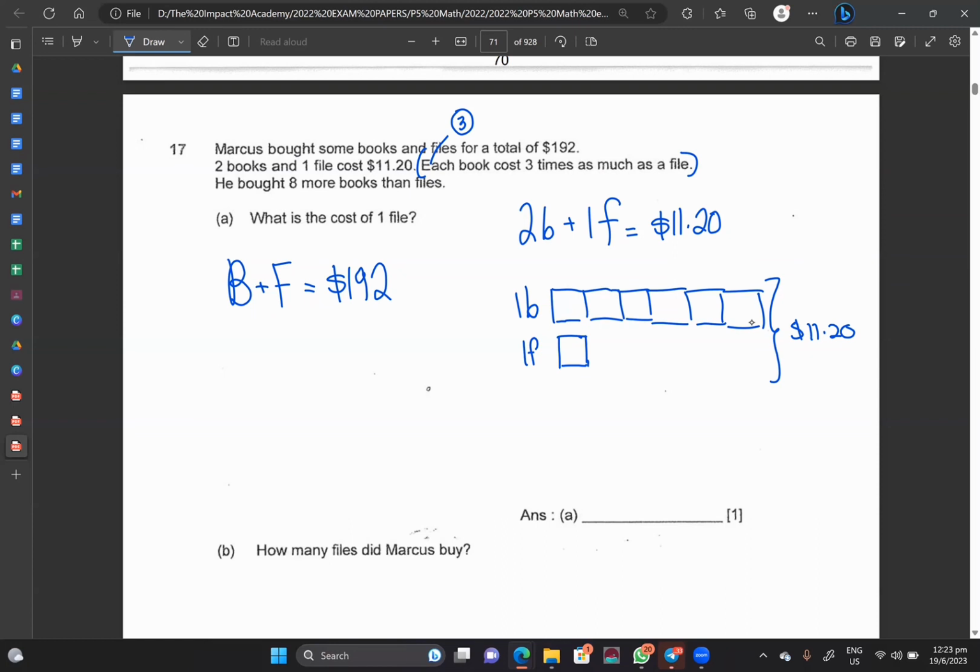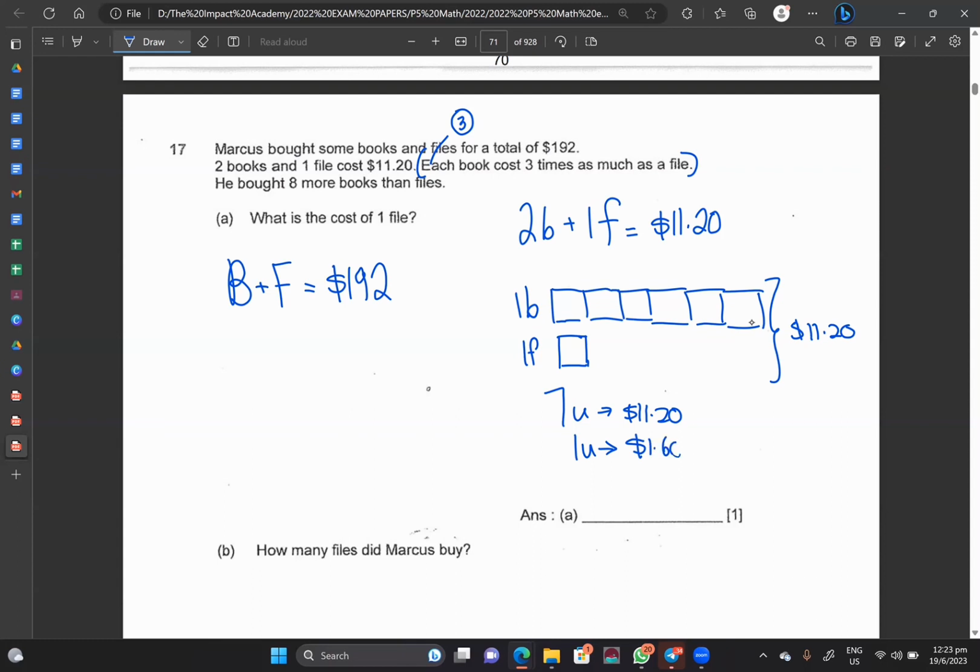Now, over here, you can see 1, 2, 3, 4, 5, 6, 7. So 7 units is equal to $11.20. All right, we find 1 unit. $11.20 divided by 7, we get a beautiful answer of $1.60.